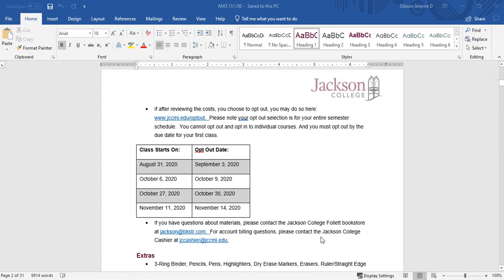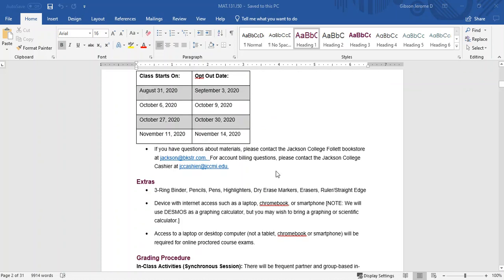Now we have our important dates. Our class starts August 31st, and you have until September 3rd to opt out of the class. And our class ends on October 19th. These dates here are for the whole semester, but our class ends October 19th. So we really only have to go with these values here, this August 31st to September 3rd.